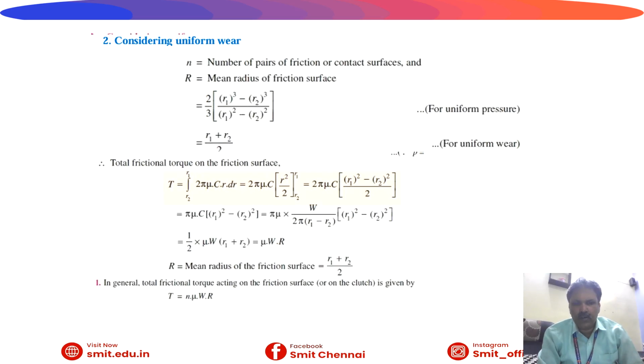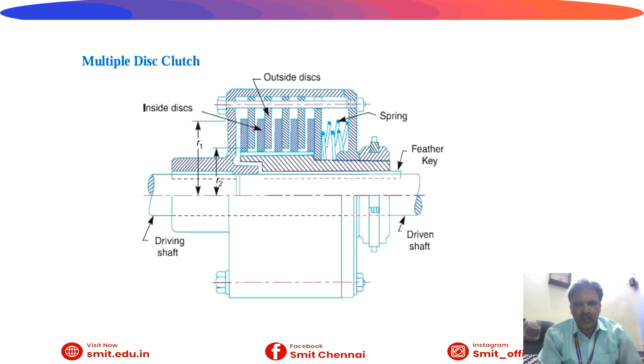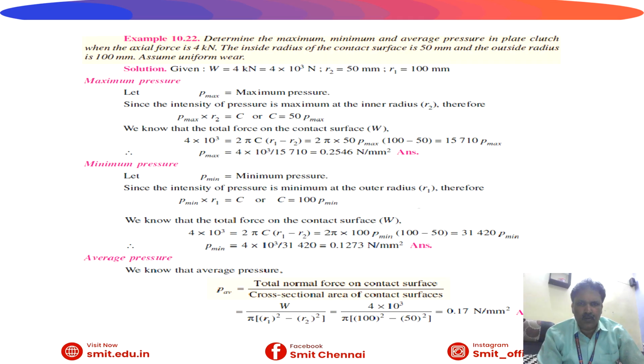T equal to N mu W R. This is the standard formula we are using to find the torque. So one important thing we have to consider: uniform pressure, uniform wear. These two conditions will come. For the multiple disc clutch, the same formulas we discussed in the single plate clutch will be used here also. Only N will come, the number of plates we are using. Again, uniform pressure and uniform wear are to be taken into account.